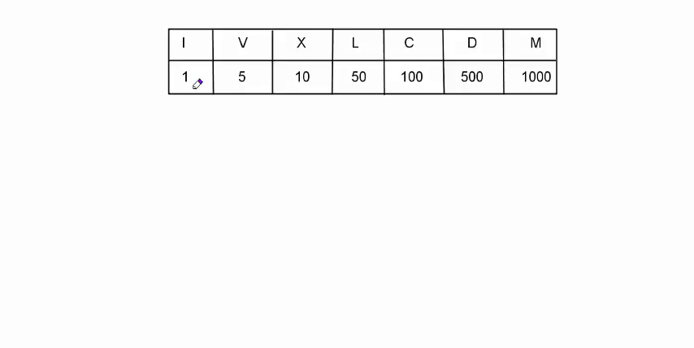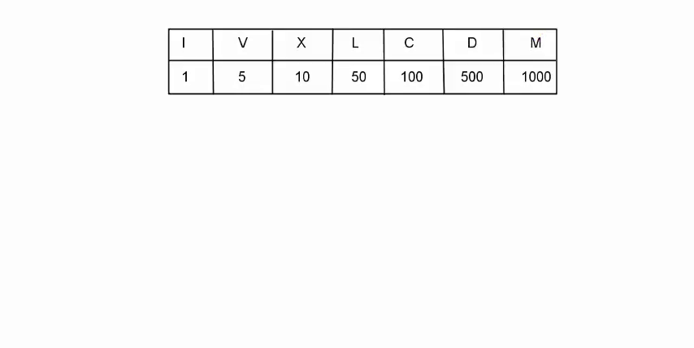The ancient Romans used the letters of the English alphabet to represent numbers. In the Roman numeral system, the number 1 is represented by the letter I, 5 is represented by the letter V, 10 by the letter X, 50 by the letter L, 100 by the letter C, 500 by the letter D, and 1000 by the letter M.